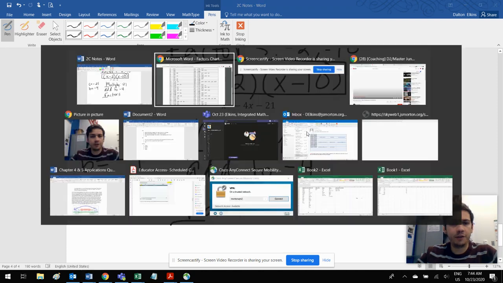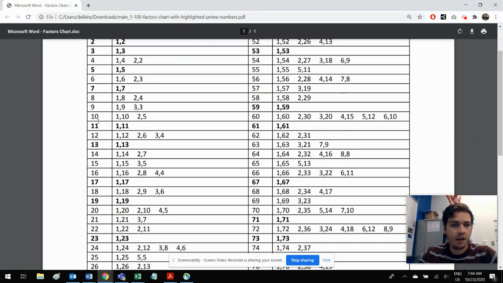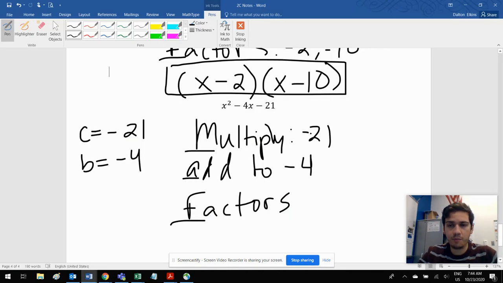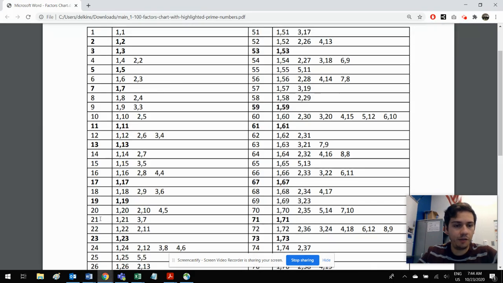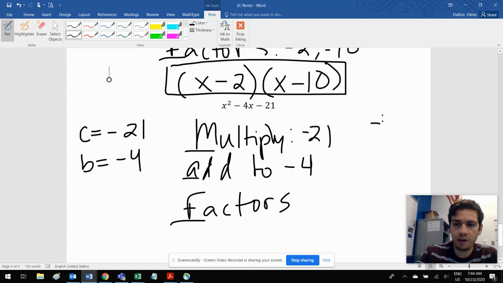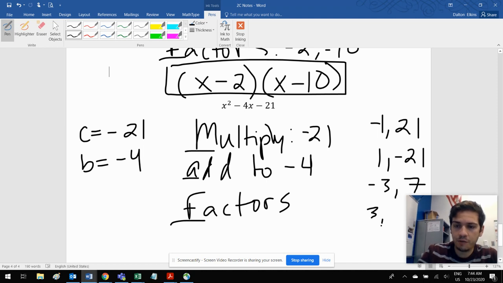So I'm going to look at the factors of positive 21 and know that since it equals a negative number, one of them has to be negative. So it's either 1 and 21 or 3 and 7. So it's either negative 1 and positive 21, positive 1 and negative 21, negative 3 and positive 7, or positive 3 and negative 7. So here's a good trick to keep in mind.